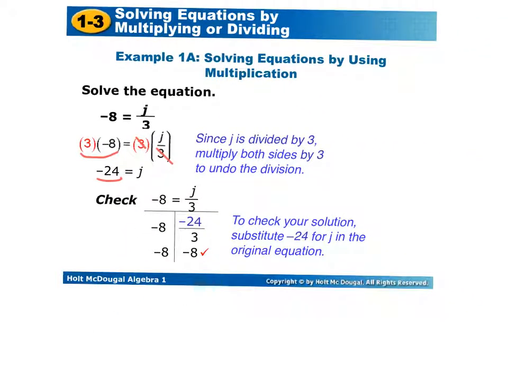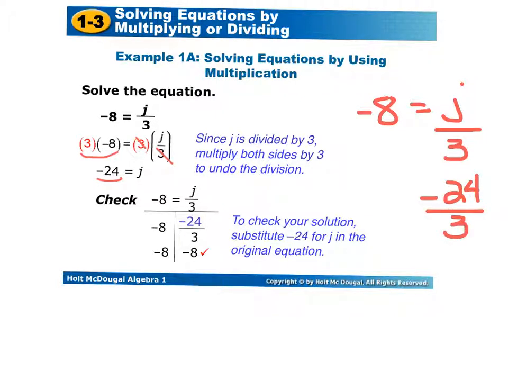All right, now they're also providing the check. Again, remember, take your original equation, and we are going to replace the value of j that we just calculated. So over here, I'm going to write negative 24 divided by 3. I find that to be negative 8, and that's what I wanted my equation to equal. So it checks. If this number after I divided was not negative 8, then I knew I did something wrong and I needed to go back and rework. So always try to do the check.